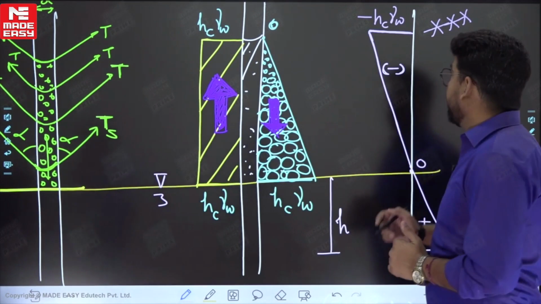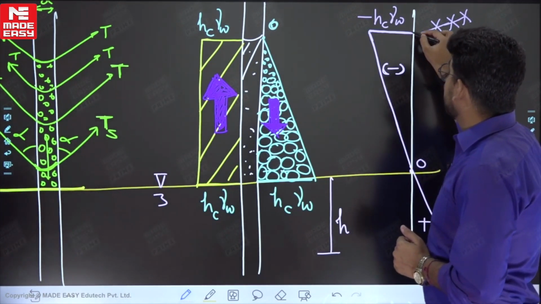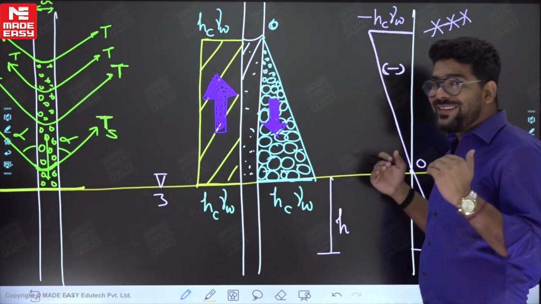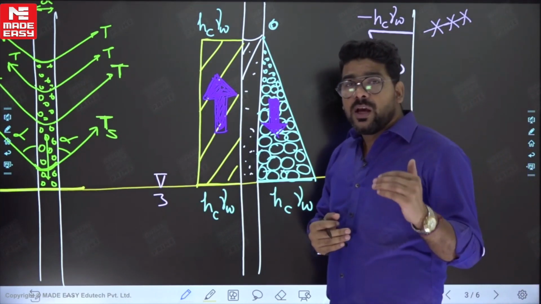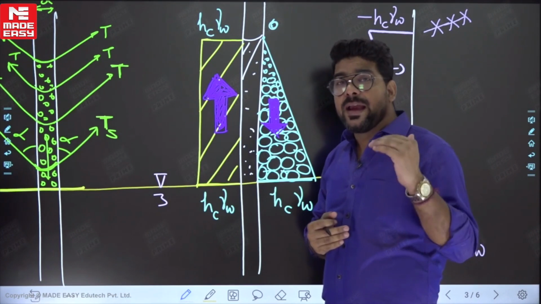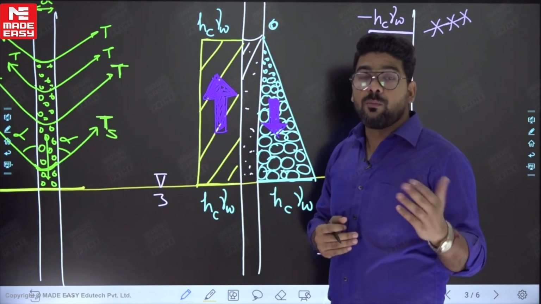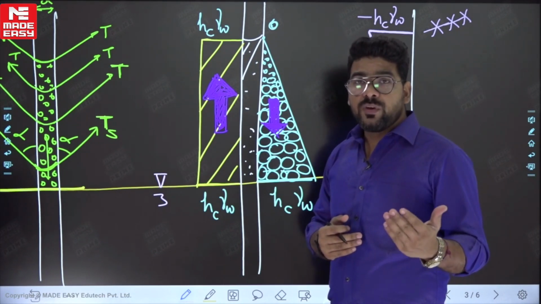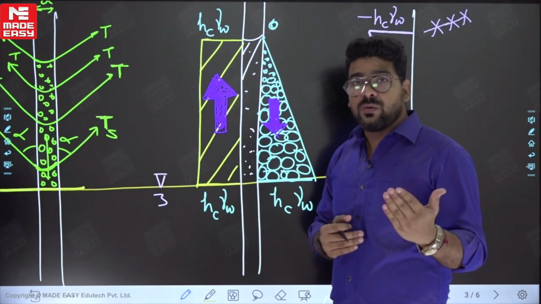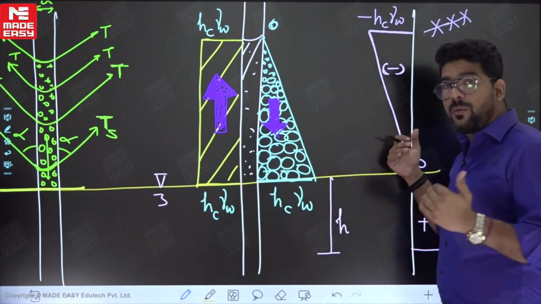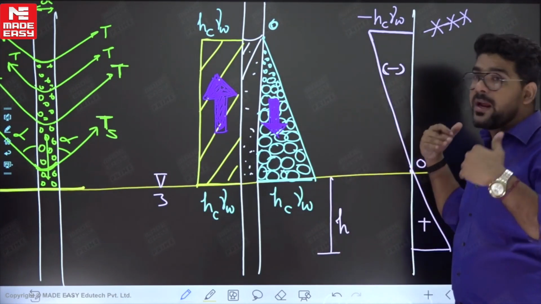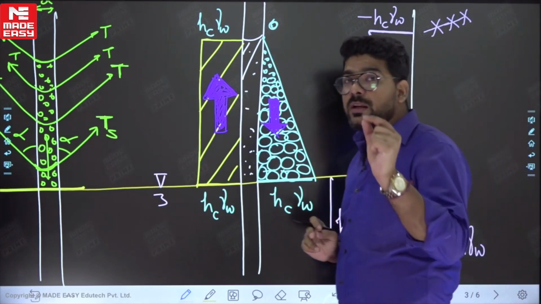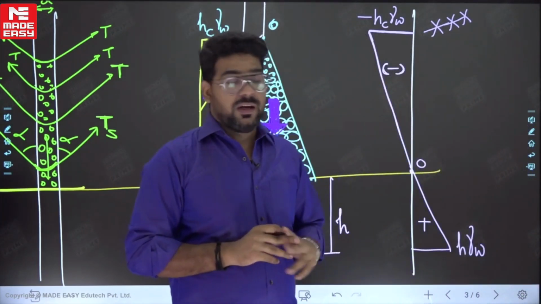Now point is to be noted that here this capillary tension is minus SC gamma W, this water is in tension. So because this water is in tension, tell me, will this water apply any buoyancy on the soil solid? Obviously no. Because this water is in tension, it will not apply any buoyancy, and that's why due to this water soil will be in saturated condition only.